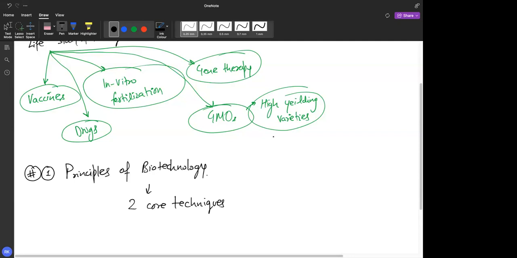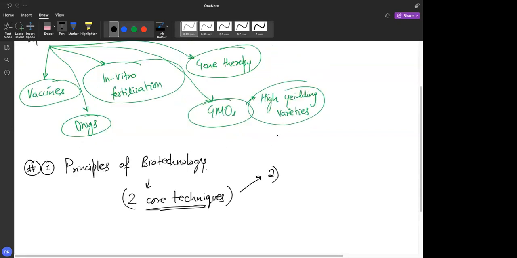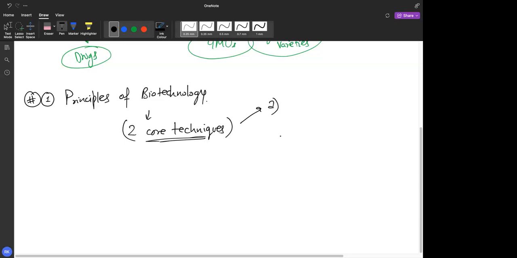Either you change the environment, or you change the genetic material itself. Okay, you change the DNA and RNA. When we make vaccines, we play with RNA. When we use bacteria to produce any drug, we play with the DNA of the bacteria. So this part is called genetic engineering. So there are people called genetic engineers. Basically, they are scientists who can do this.